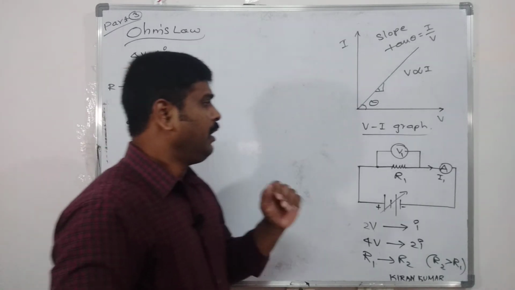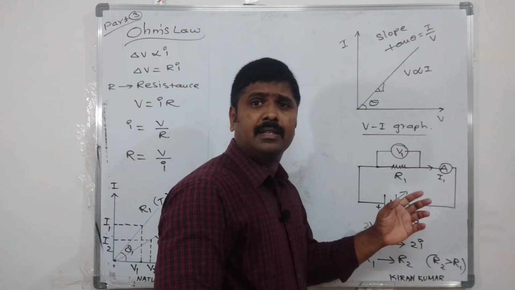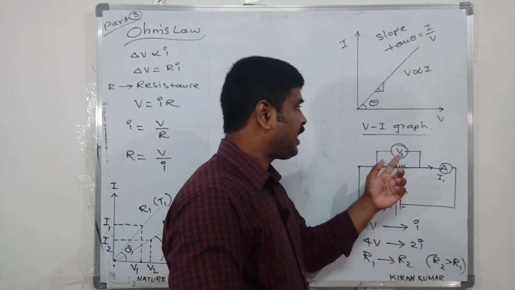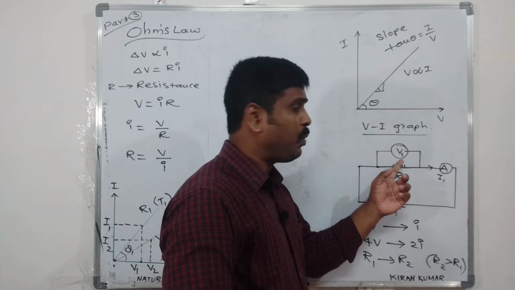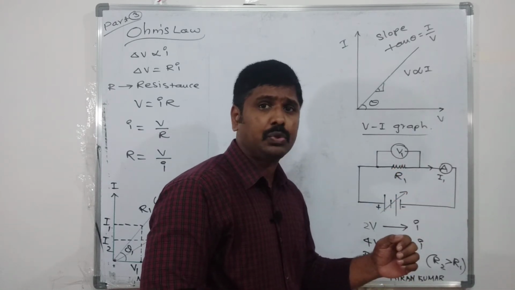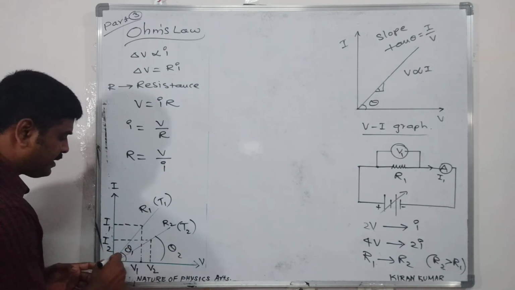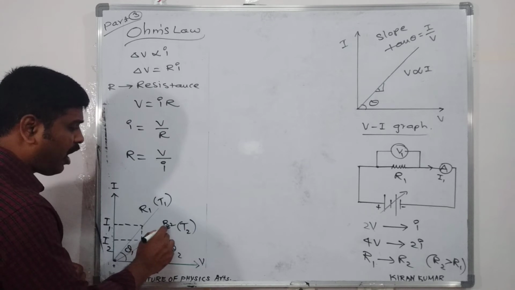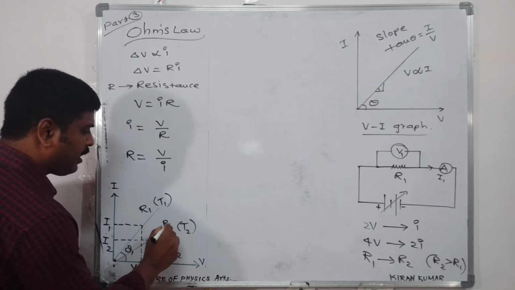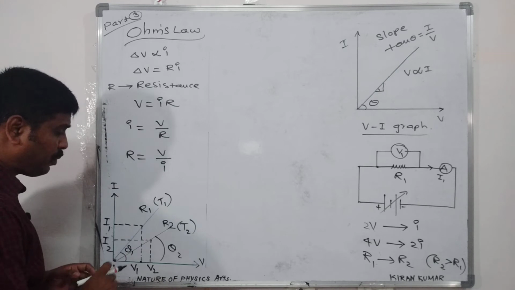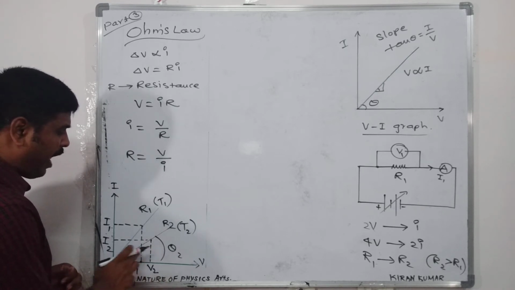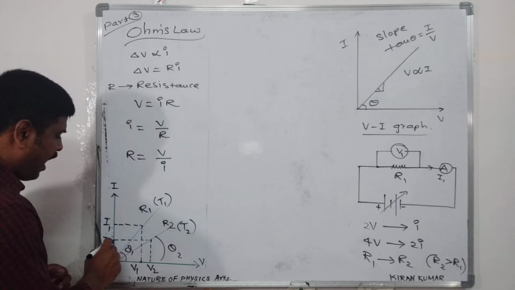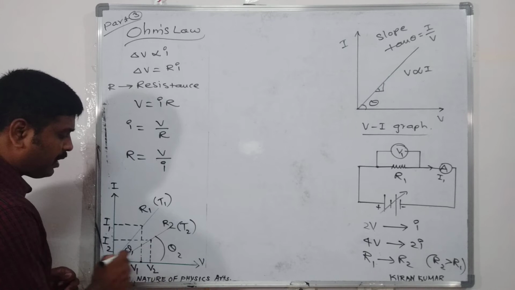Now the R1 resistance is replaced by the second resistor R2. Resistance is high, then the corresponding voltage is V2 and the corresponding current is I2. Then the second graph is also a straight line passing through the origin. Here R2 is the resistance at the corresponding temperature T2 and that slope is theta 2 and the first one's slope is theta 1. Here this current is I2 and the corresponding voltage is V2.